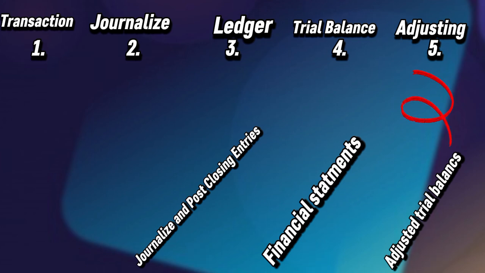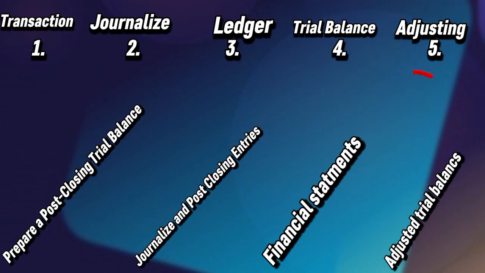Step 9. Prepare a post-closing trial balance. This is the final step, preparing a post-closing trial balance. This trial balance includes only permanent accounts like assets, liabilities, and equity. It confirms that the accounting records are balanced and ready for the new period.